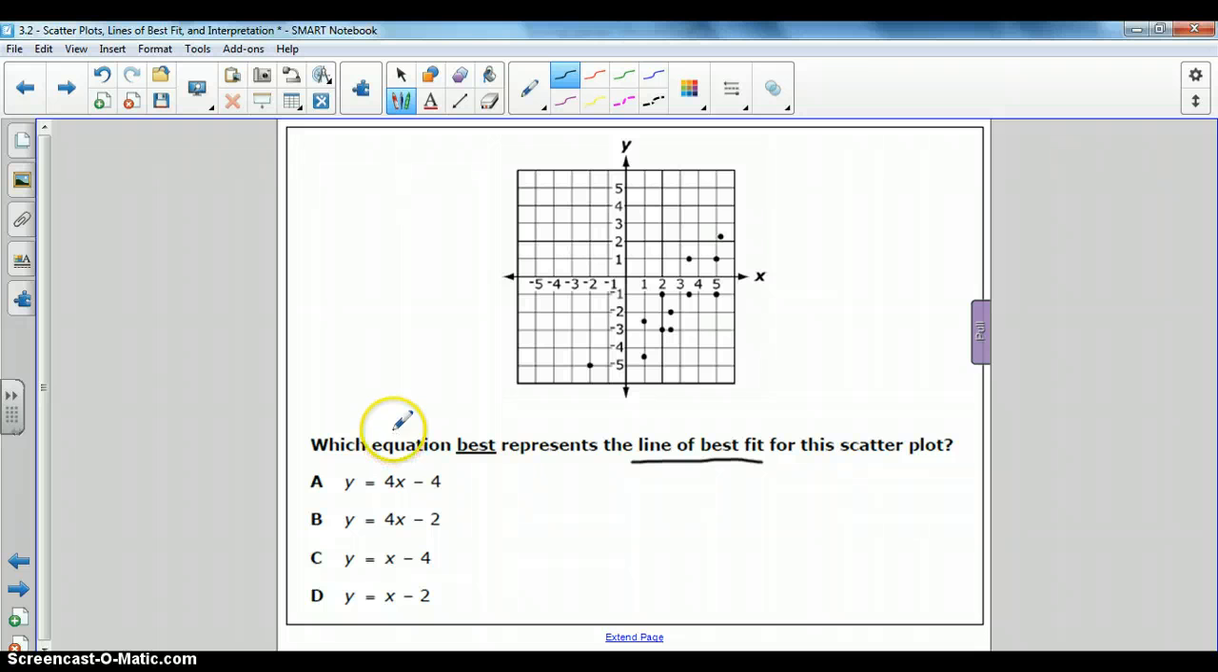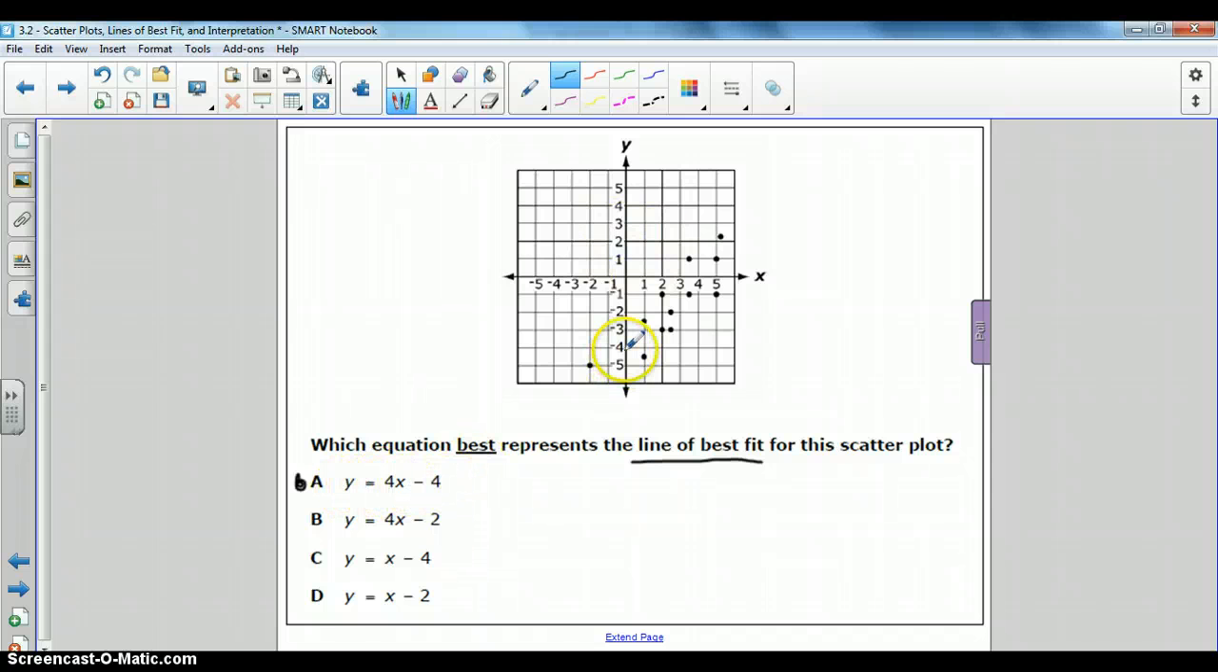This question says, which equation best represents the line of best fit for this scatter plot? So we want to see which one of these equations, if we were to draw it on here, would get the most amount of points, or little dots. So I'm going to do each one and we can decide. A, I'm going to make black. The equation is y equals 4x minus 4.